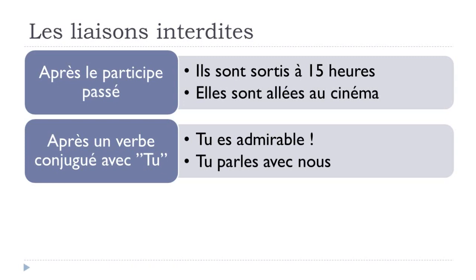So in that case, if you look at the sentence, you've got first your subject, tu, and then here you get es, and this is the verb être, second person of the singular: tu es admirable. In that case, don't make the liaison. Tu es admirable. It will be exactly the same thing here: tu parles avec nous. No liaison here between parles and avec. Tu parles avec nous. So that's the rule. When you've got a verb at the tu person, second person of the singular, don't make a liaison after the verb.